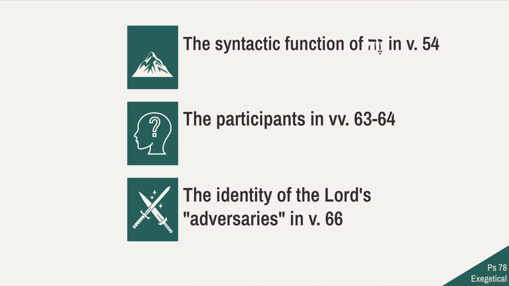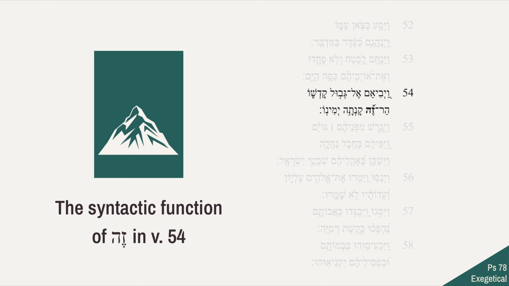In Psalm 78, the top 3 issues are the syntactic function of ze in verse 54, the participants in verses 63 through 64, and the identity of the Lord's adversaries in verse 66. Are these foreign nations, or are they actually the rebellious Israelites? The first issue is the syntactic function of ze in verse 54.